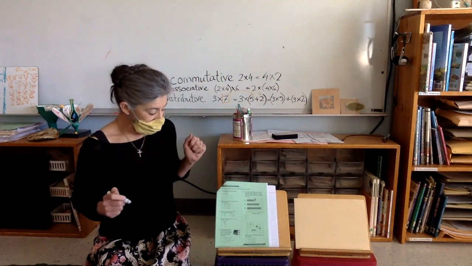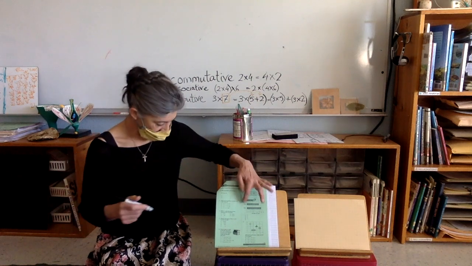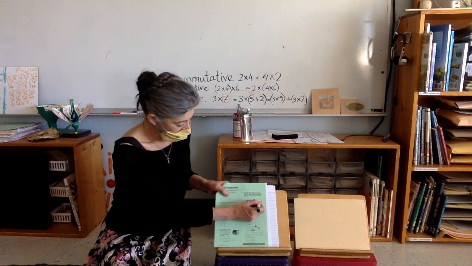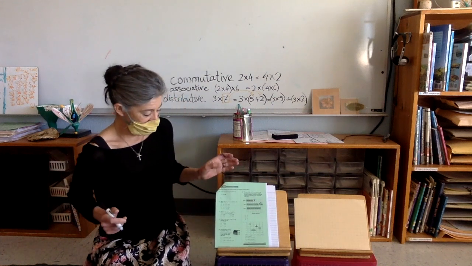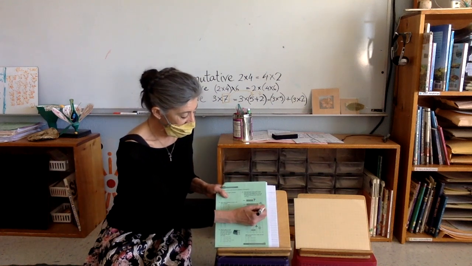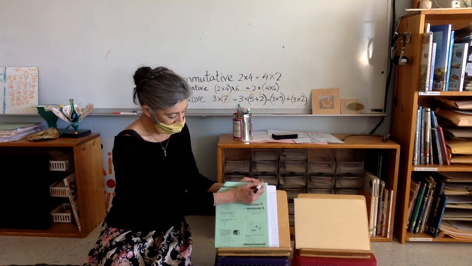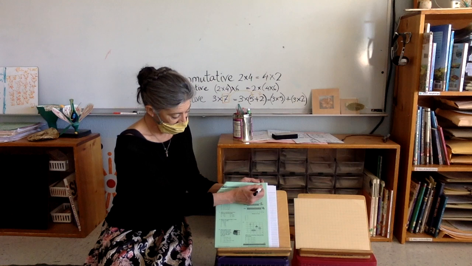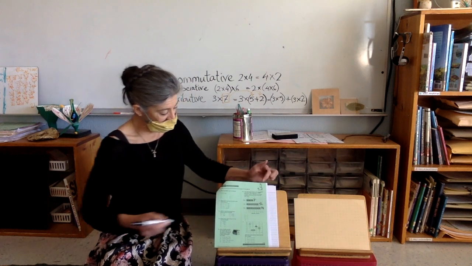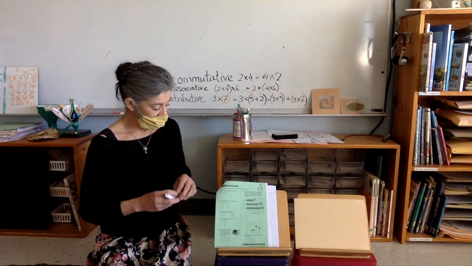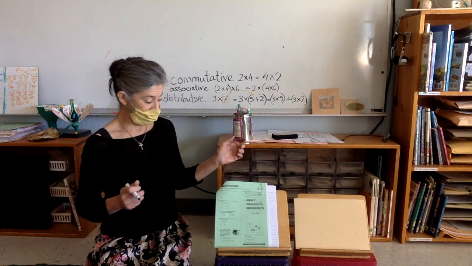How many did he get on Tuesday? 12. Good. You guys skip counted by 2s. And Wednesday? 14. Okay, good. Now you're going to add all of that, so you're going to make an algorithm. 14, 12, 7. Make sure that the 7 is in the units column. We're going to add units first.